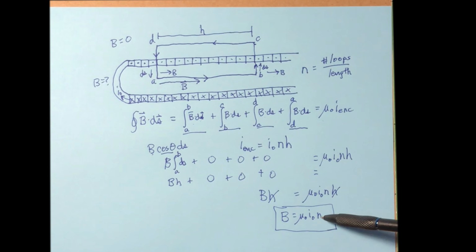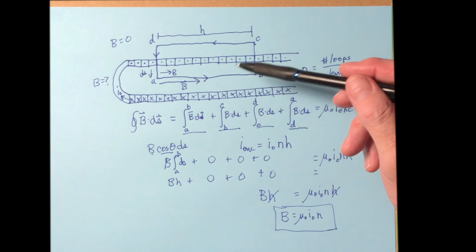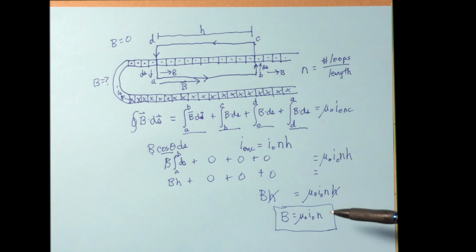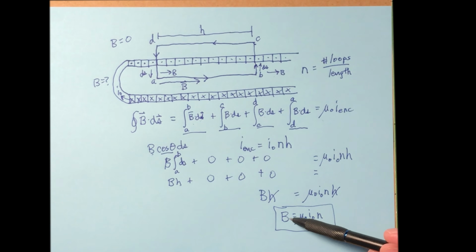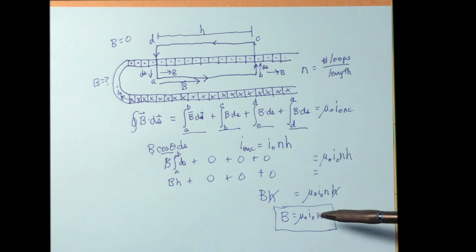I could add more loops, but typically once you manufacture the solenoid, you're pretty much set. So n doesn't typically change. So if you want to increase the magnetic field after this solenoid has been manufactured, your only option is to crank up the current. And doubling the current doubles the magnetic field, and so forth.